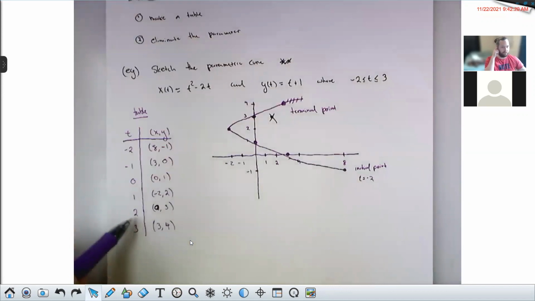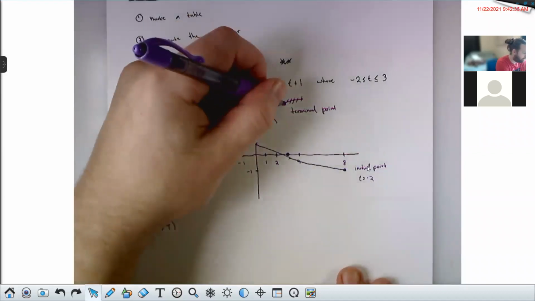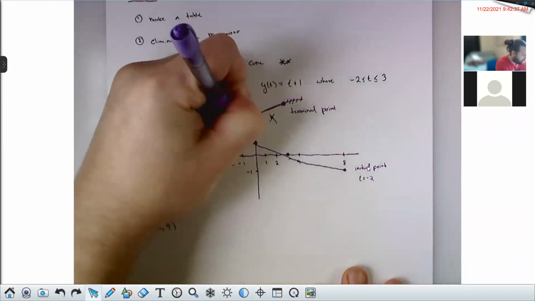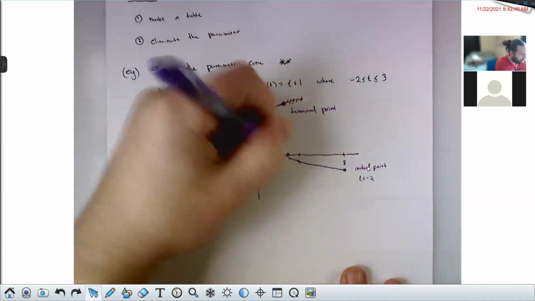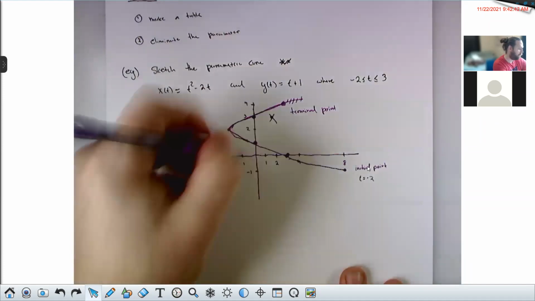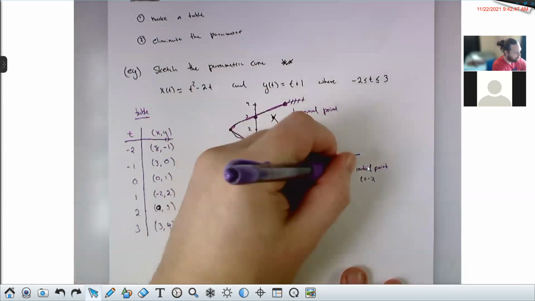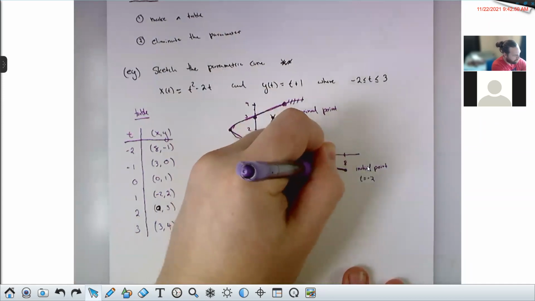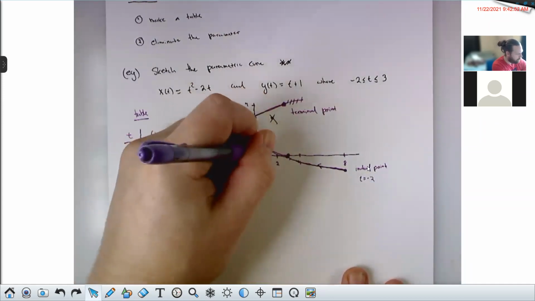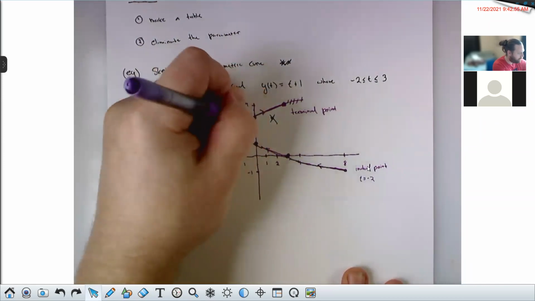So I made a little arithmetic mistake on the t equals 2 thing, right? When we plug in 2 for t here, we get 4 minus 4, which is 0, not 2. So that point should be 0, 3. And this is my curve. Which modulo my bad art looks like this guy. My initial point is down here. So my orientation or direction of travel, these little arrows, go like this.